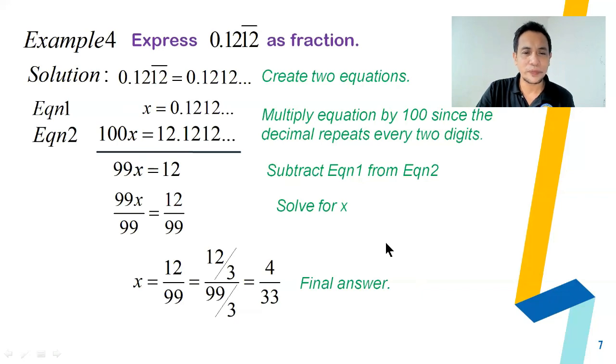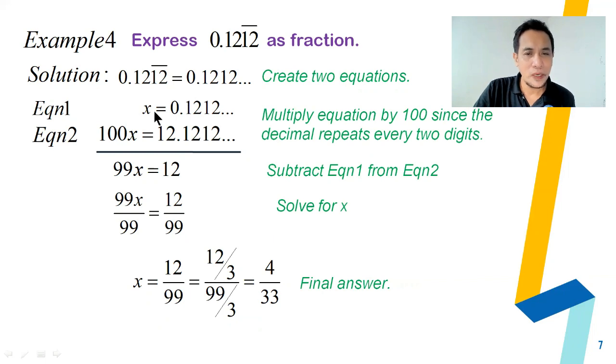Now, example number 4: express 0.1212 and so on and so forth as a fraction. For the solution, the two digits 1 and 2 are repeating. So first, we generate equation number 1, which is the given: x is equal to 0.1212, with a vinculum over 1 and 2, or 12. This is equal to 0.1212 and so on and so forth. So that's our equation number 1.